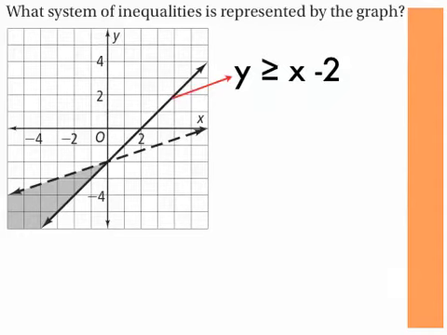For the dashed line, if you look at the shading, it is below this dashed line. It is a dashed line, so I know it's just going to be y is less than. My y-intercept is still at negative 2, but in this case, my slope is a positive 1/3. So this inequality would be y is less than positive 1/3 x minus 2.